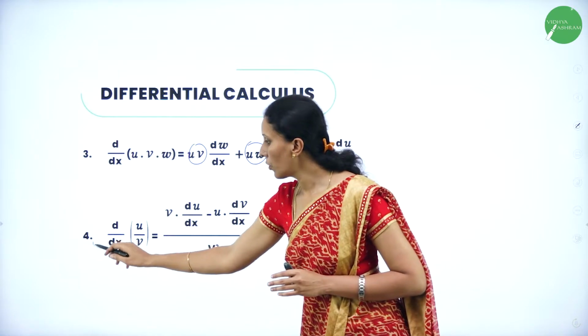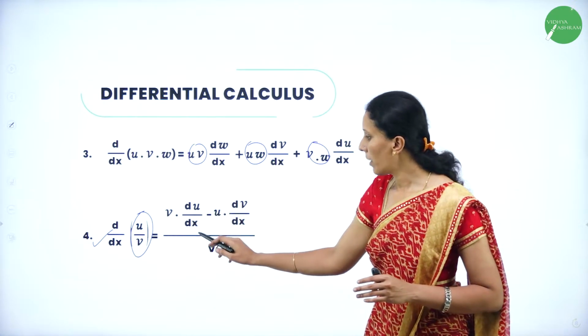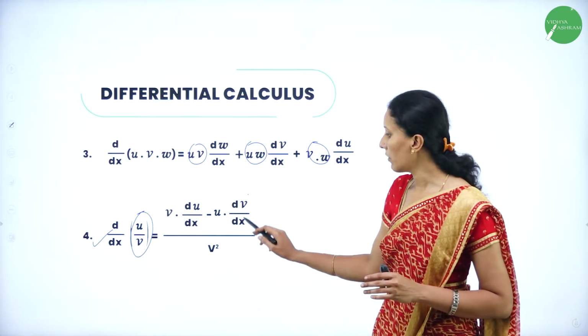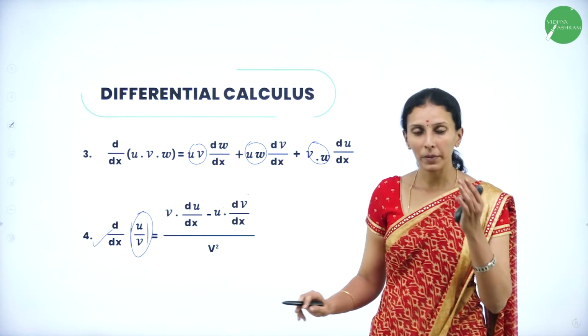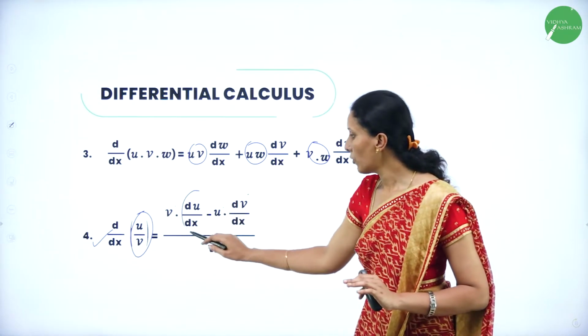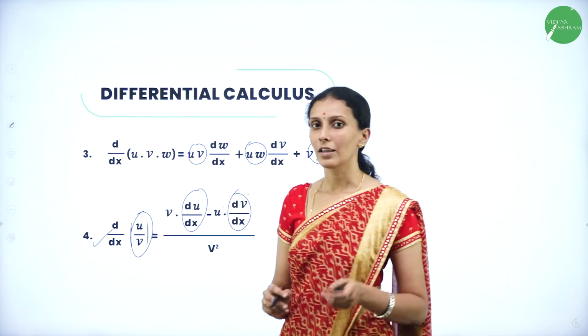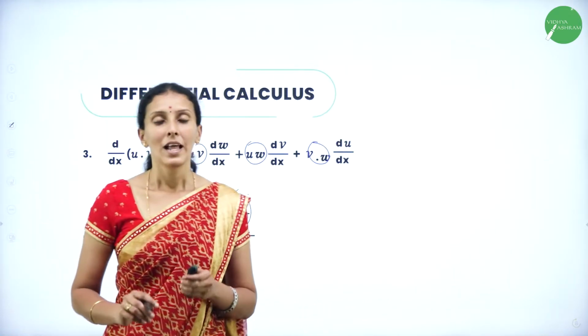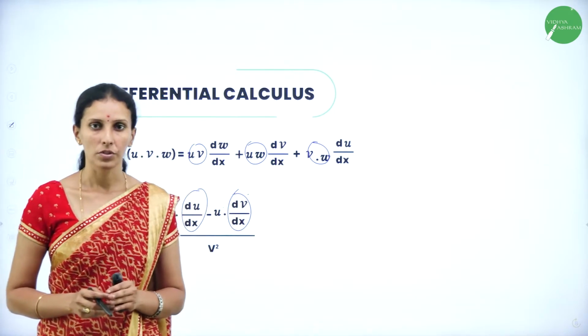Similarly, the quotient rule in the form of u by v can be written as v into du by dx minus u into dv by dx, over v square. Here v, u, and v square will be in the original form. Only du by dx and dv by dx will be the derivatives of the given functions. Now, let's take a few problems using these rules.